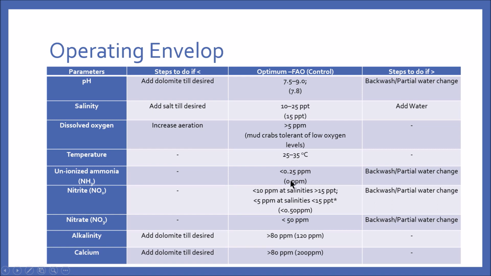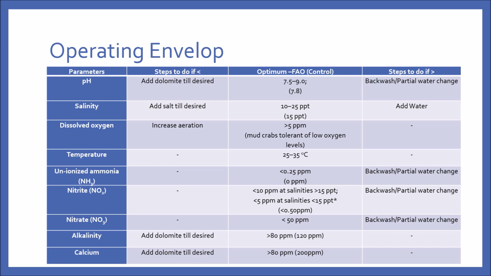Ammonia, NH3. As mentioned earlier on, the goal of biofiltration is to convert ammonia to NO2 to NO3 as fast as possible. Ideally, you want your ammonia to be as low as possible, lower than 0.25 ppm, ideally 0 ppm. In the event that you have high ammonia, do perform some sort of backwash or partial water change, and top up with new water. And to ensure that your biofiltration is working properly, make sure that the biofiltration process has enough oxygen, at least 4 ppm.